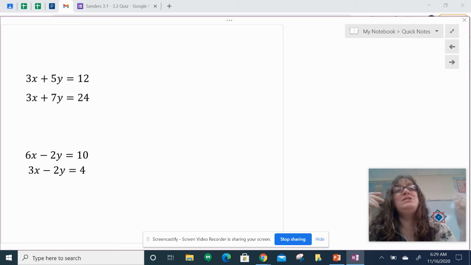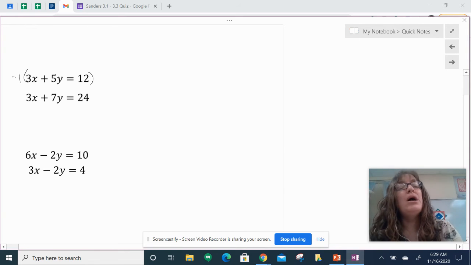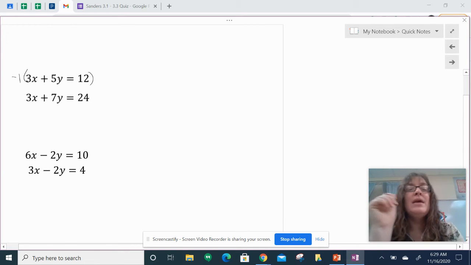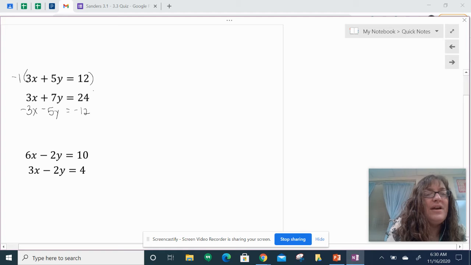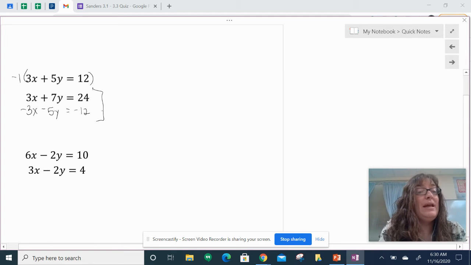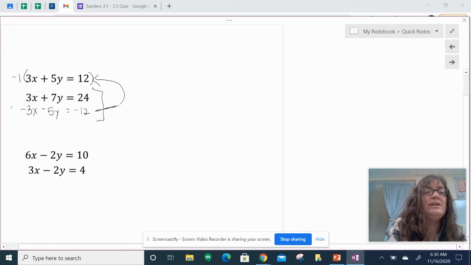And so using what we just learned in that last slide, I'm going to multiply this whole equation, that means every single part of this equation, by negative 1. When I do that, I end up with a negative 3x, a negative 5y, and a negative 12. And now, if I look at these two equations, remembering everything in this equation is going to have the same solution as this one, I have opposites. So now I'm ready to add to eliminate.